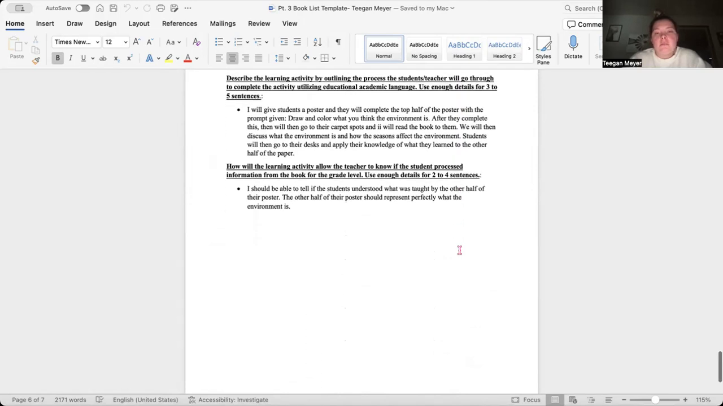And then after the book is read, I will ask them questions, and we'll talk about the environment and how the environment changes and how the weather changes. And then they'll go back to their desks, and they will draw and color what the environment actually is, and how the seasons affect the environment. So they'll go back to their desk and apply their knowledge of what they learned on the other half of the paper.